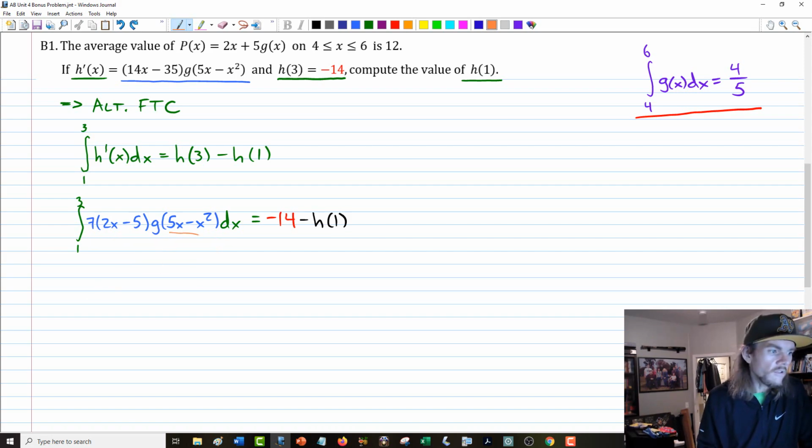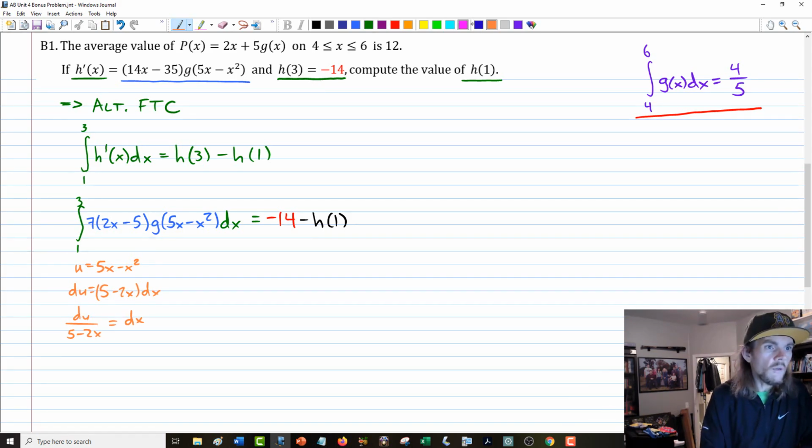In here, it looks like there's something inside of a function. So I'm going to go ahead and do u substitution on the left side. So u is going to be 5x minus x squared. Du is going to be (5 minus 2x) times dx. Notice I'm using parentheses. That's something I think all of us, maybe more all of you than me, would benefit from using more of. But there we go. So there's our u substitution stuff. We're ready to plug that in.